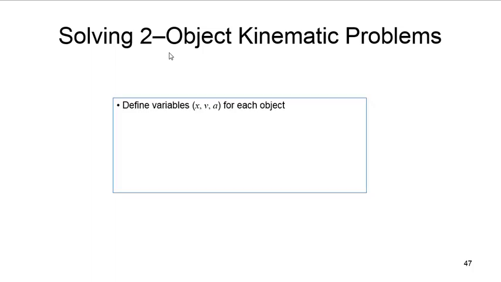Another way to make our standard kinematic problems a little more tricky is to involve two objects. So far we've only been looking at one single object at a time, but we could have a problem that involves two objects that are going to meet. So let's think about how we're going to solve those problems.